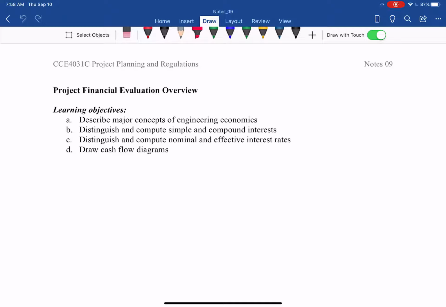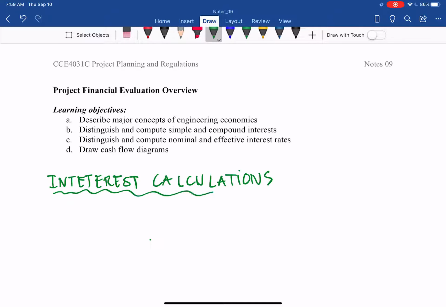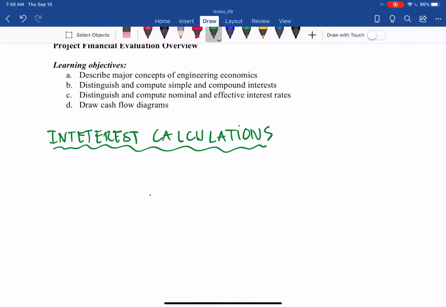So let's talk about the major concepts in engineering economics. The first one, we talk about the interest, how to calculate the interest. So for interest calculation, we want to define what is interest. Basically, that is the manifestation of the time value of money.